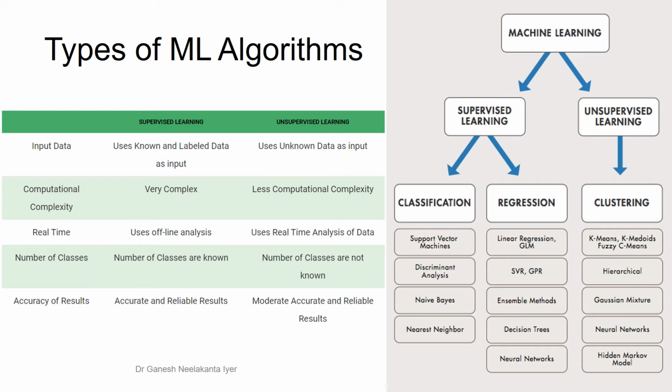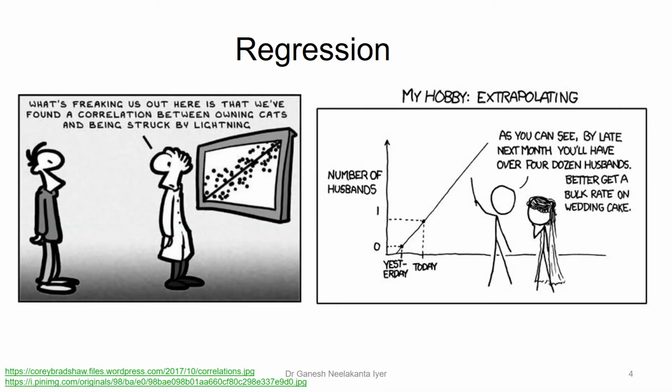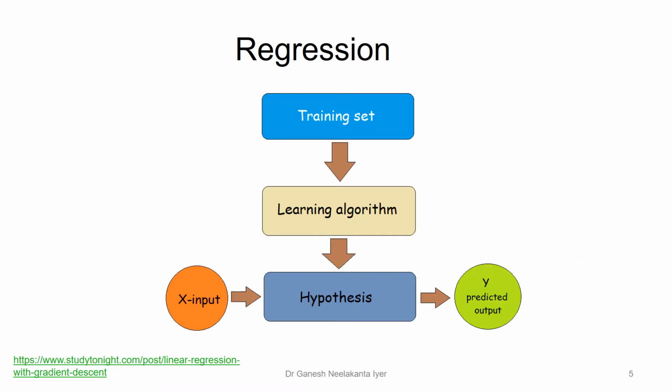There are different types of machine learning algorithms: classification algorithms, regression algorithms, and clustering algorithms. We are seeing regression algorithms in this series. We have seen an introduction to linear regression in 2 videos, and this is the last in that series on linear regression, to explain the gradient descent algorithm.